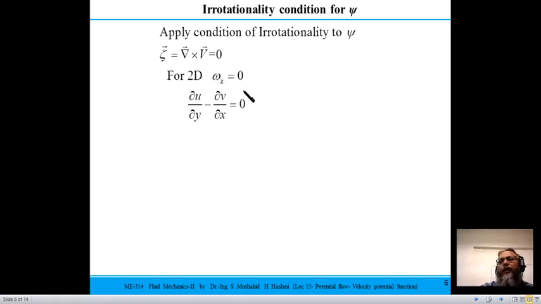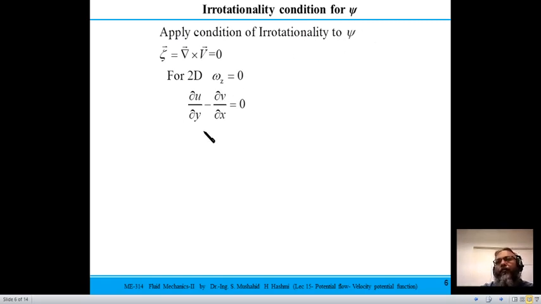If you look at here, this equation is very interesting and important to understand. This is the z component of the vorticity vector in two-dimensional flow. The x component of the velocity is changing with respect to y. Similarly, the y component of the velocity is changing with x, but in such a manner that they cancel out, so their net effect is 0. That is what the condition of irrotationality is.